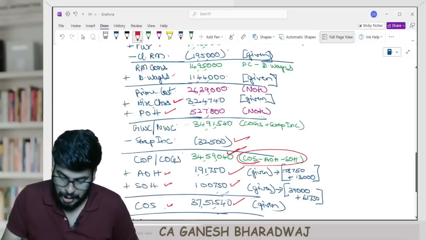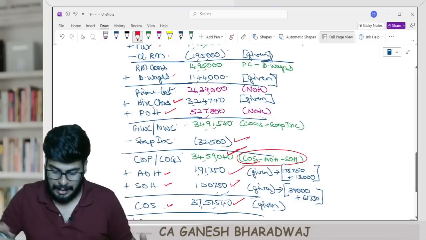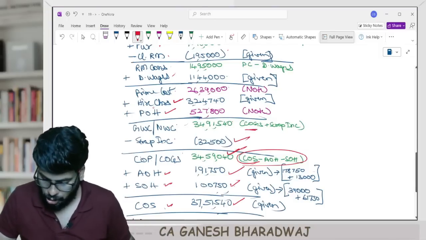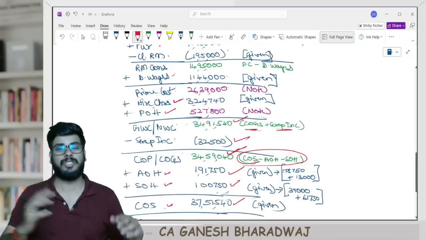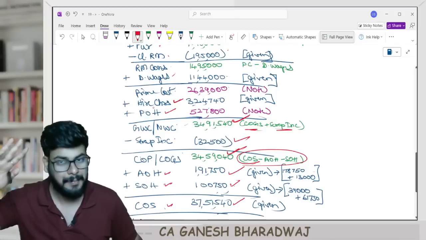So can I say, net works cost minus scrap income is COGS. Correct? So COGS plus scrap income will become net works cost. COGS plus scrap income will become net works cost. Are you clear with this? So with this, we are getting this figure also, net works cost, right?